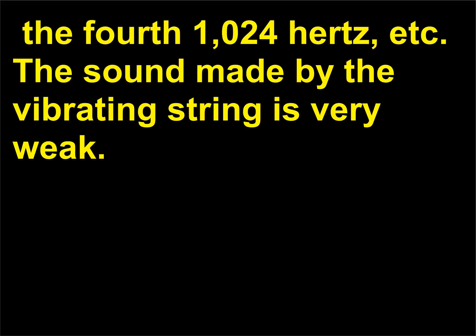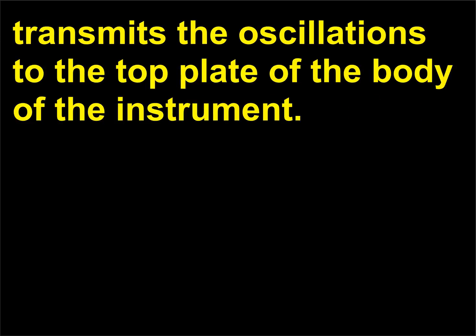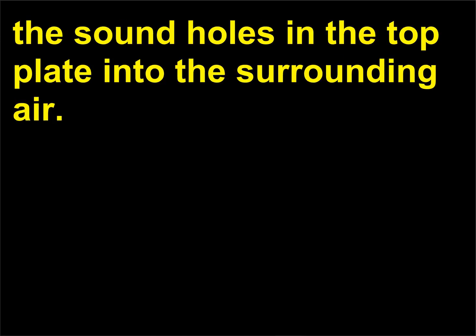The sound made by the vibrating string is very weak. On acoustic stringed instruments, the strings pass over the bridge that transmits the oscillations to the top plate of the body of the instrument. Low-frequency sounds also excite oscillations in the air and in the bottom plate of the guitar's body. Sounds from the oscillations of the air pass through the sound holes in the top plate into the surrounding air.